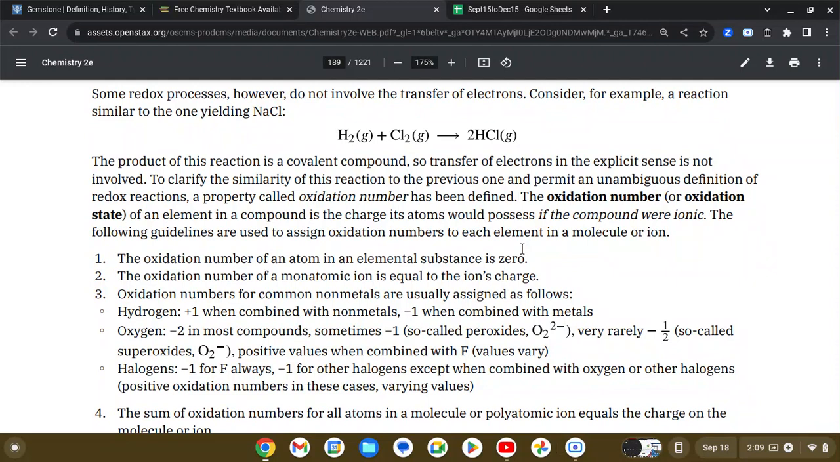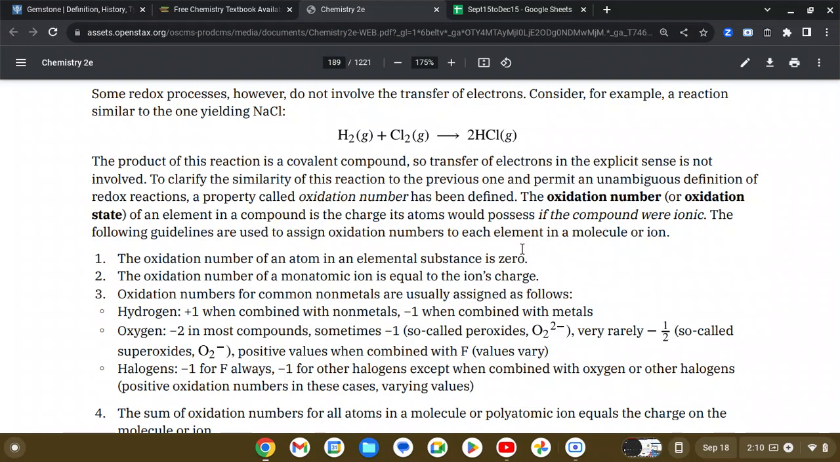The product of this reaction is a covalent compound, so transfer of electrons in the explicit sense is not involved. To clarify the similarity of this reaction to the previous one and permit an unambiguous definition of redox reactions, a property called oxidation number has been defined.